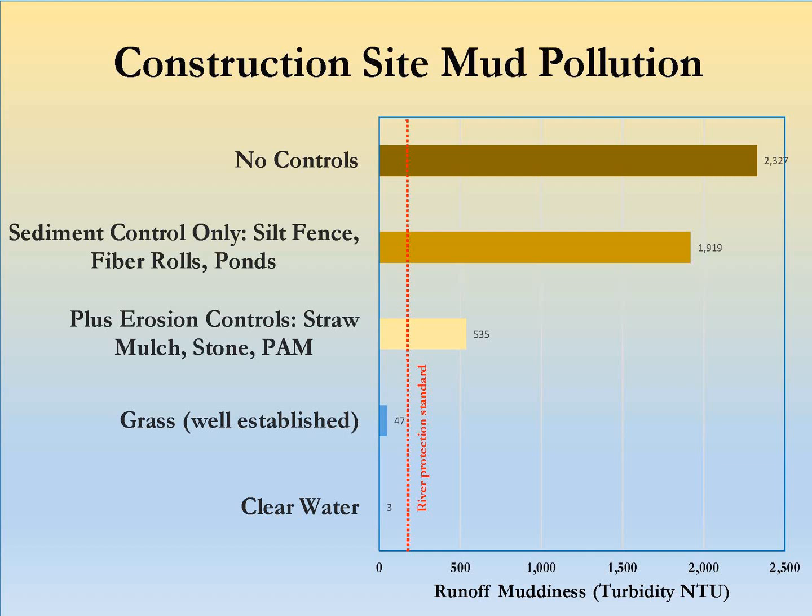This graph compares the different control approaches with the effectiveness in preventing the runoff of muddy water from construction sites. With no controls, you get a great deal of muddiness. With sediment controls alone, you make some reduction in the muddiness, but not nearly what's needed to fully protect aquatic resources based upon this river protection standard. Straw mulch, stone, and something known as PAM, polyacrylamide, get you much closer to the goal, but still release a fair bit of muddy water. However, if you can protect exposed soil with a thick layer of grass, you can get well below that standard and generate very clear runoff.